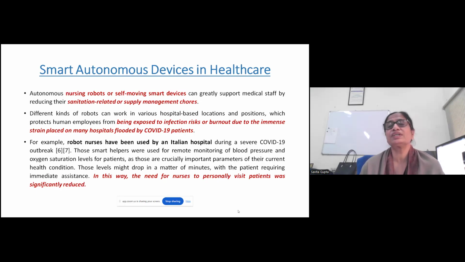So these nursing robots are really helpful and changing how healthcare services are provided in big hospitals, especially in primary hospitals where they can afford these autonomous devices. Slowly, when they become cost effective, they can be deployed in tertiary and secondary hospitals.